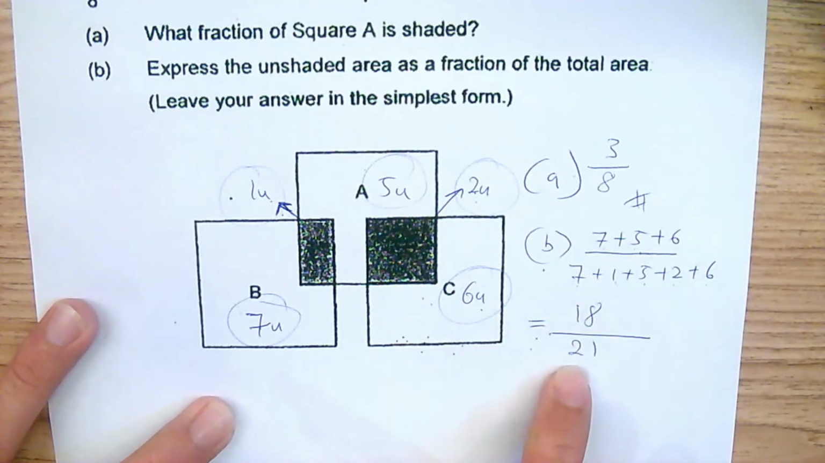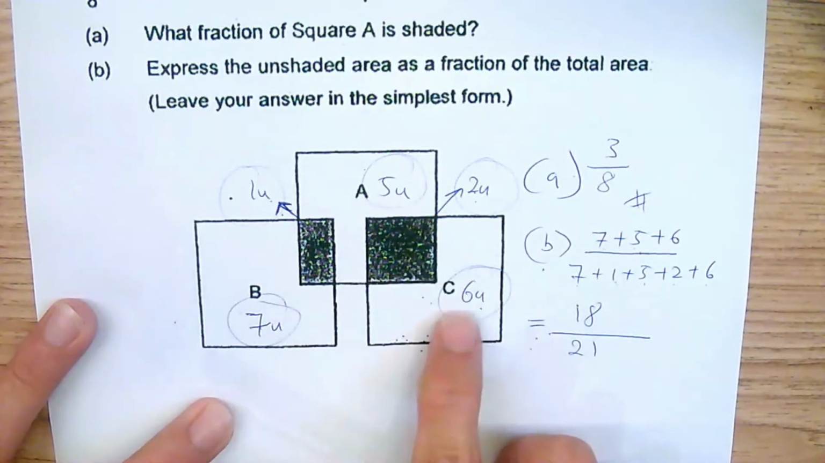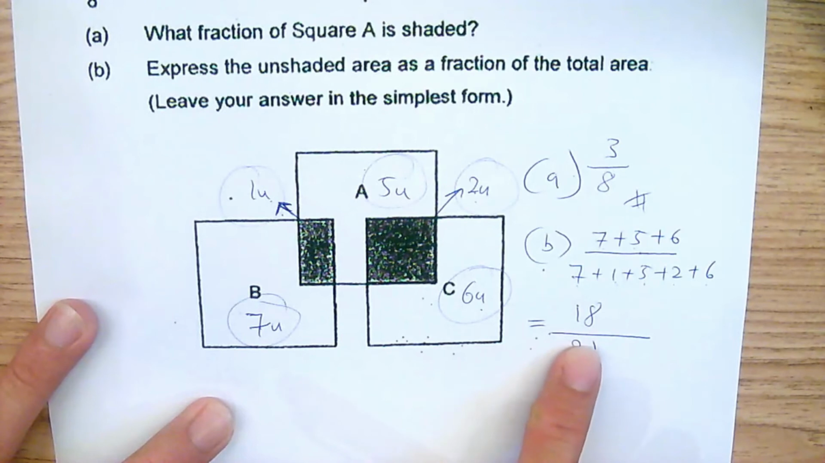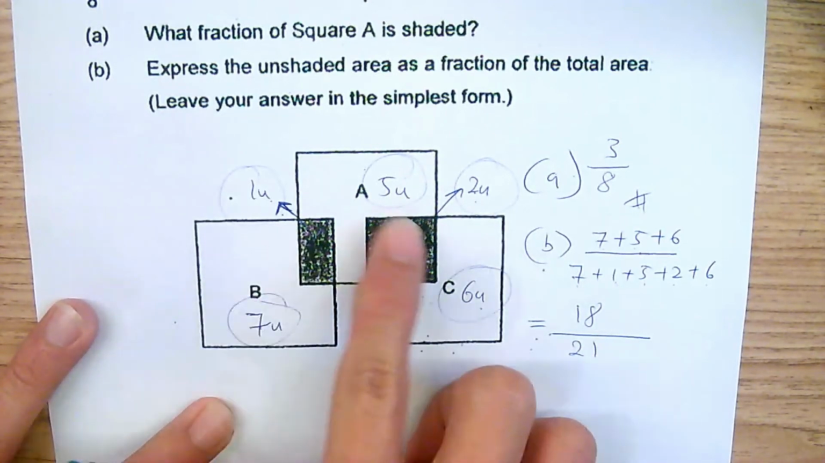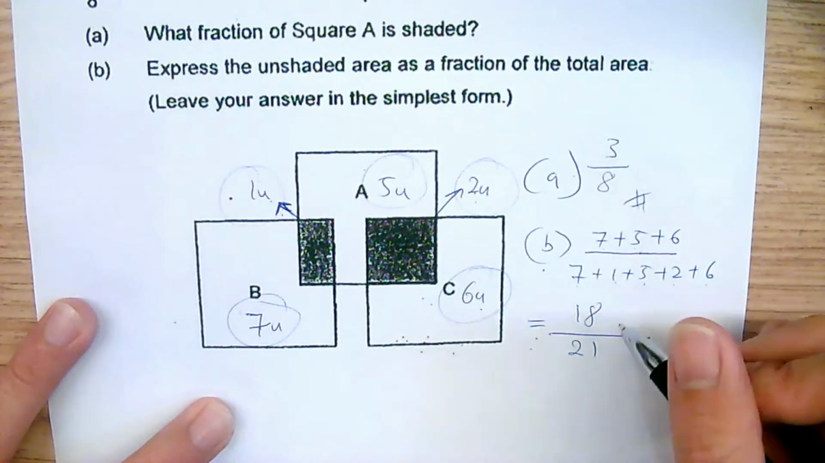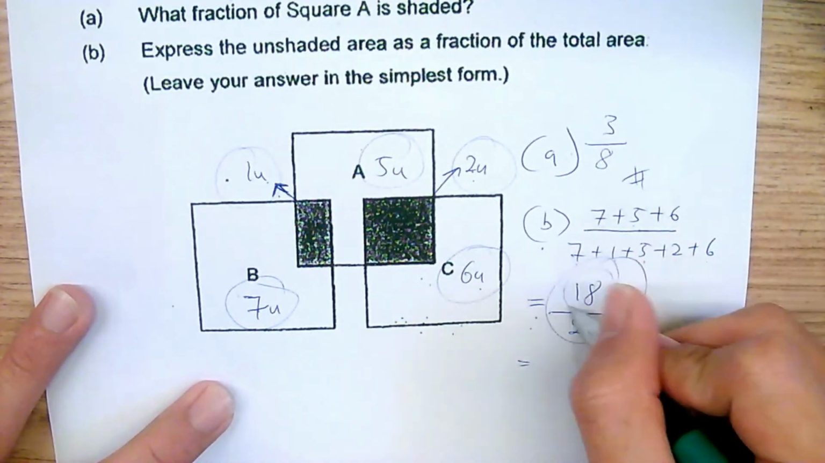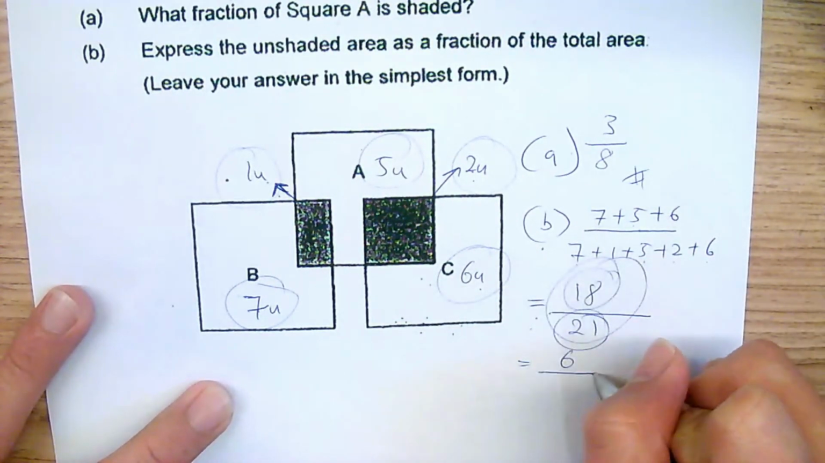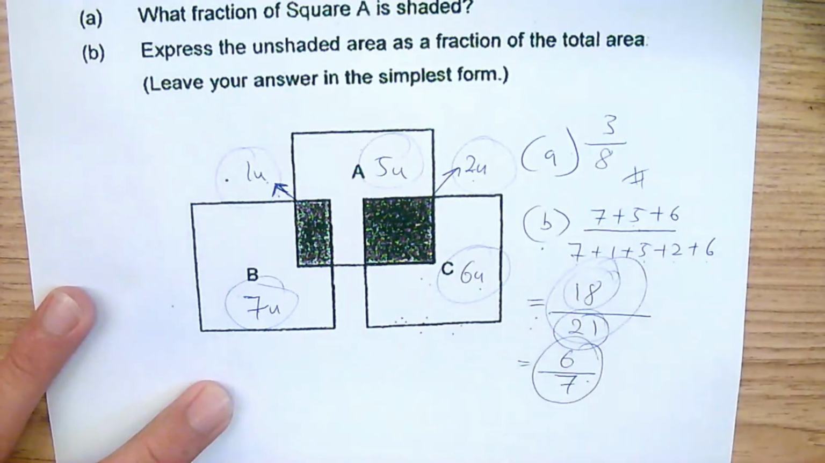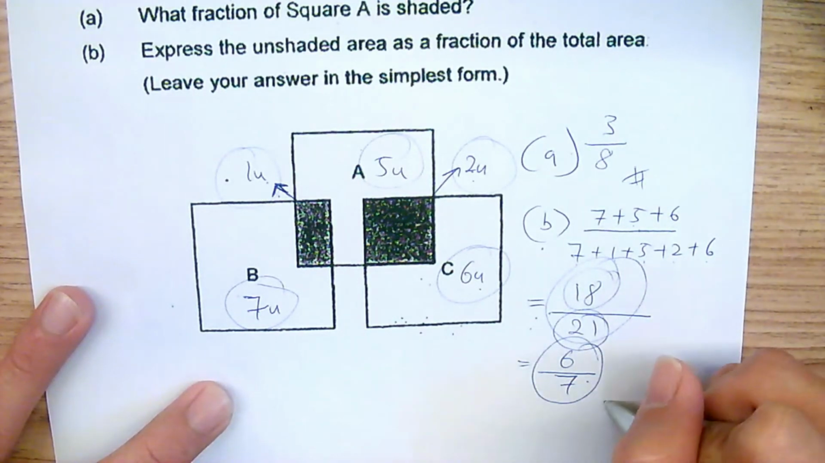See, my area is 21. It is not 8 times 4. It is not 24 units, it's only 21, because the overlap area is 3 units. So is this the final answer? No, it's not. You have not simplified it yet. So divide each of them by 3, and then you'll be able to get 6 out of 7. This is how you simplify each of them. Alright, done.